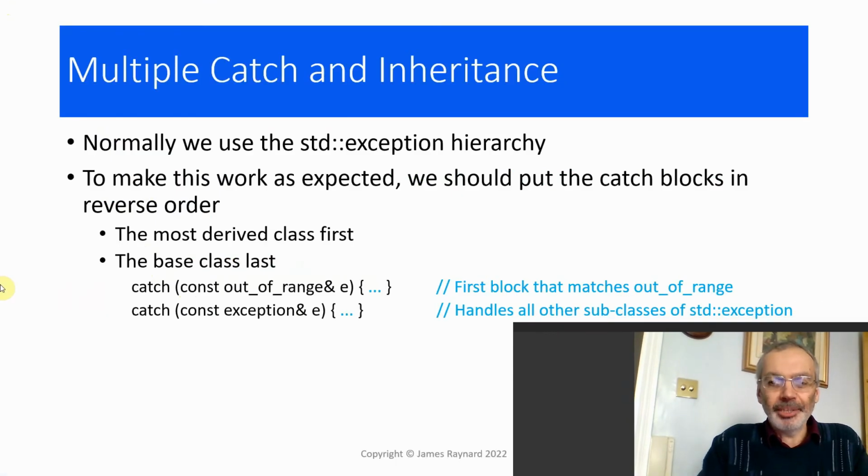So normally we use the standard exception hierarchy, and to make this work in the way that we expect, we put the catch blocks in reverse order. So the most derived one comes first and the base class comes last.